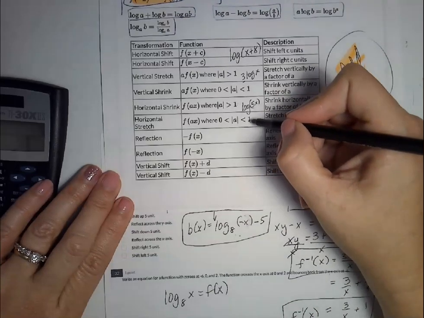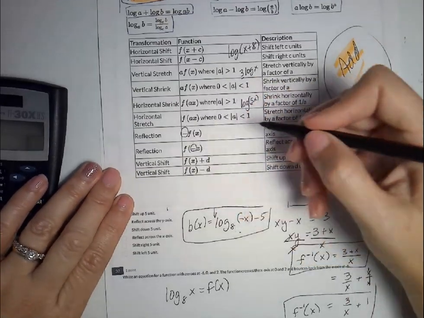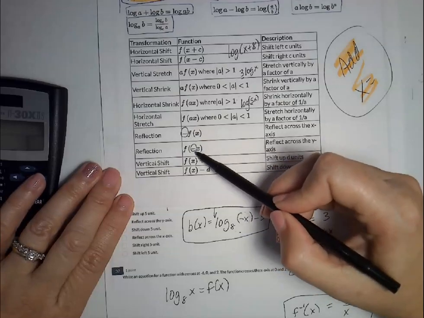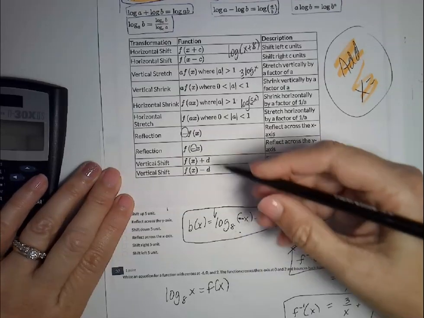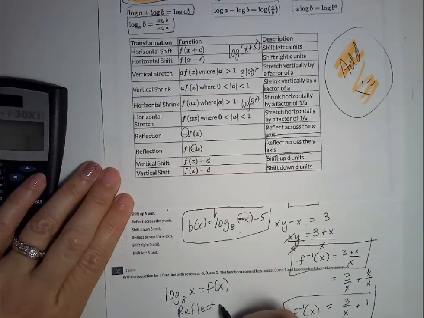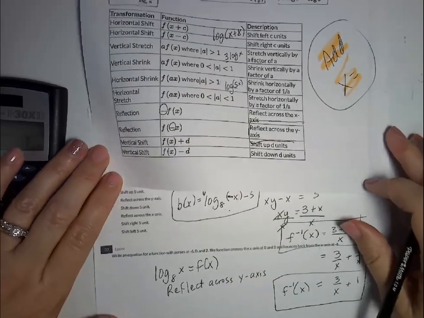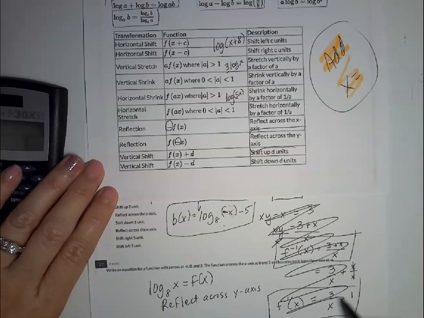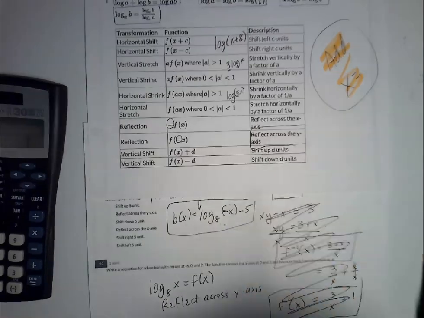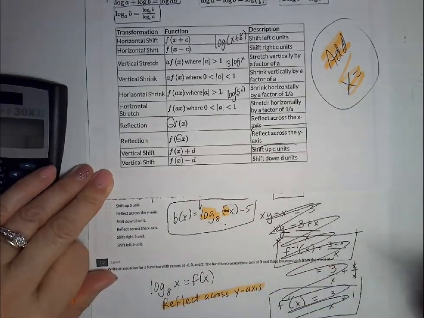And then the next one here is reflection. The reflection is a negative, and it's important where the negative is, if it's in front of the basic function or inside. And you can see ours is inside, so we're going to reflect across the y-axis. Okay, let me cross it out so it doesn't confuse you. All right, so now we have taken care of this so far. We have the log base 8, and we have the minus. We just did that with the reflect across the y-axis.